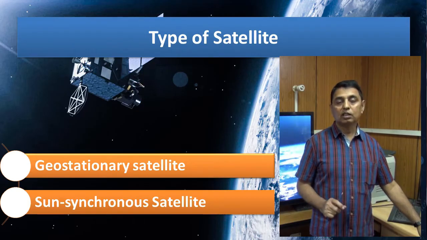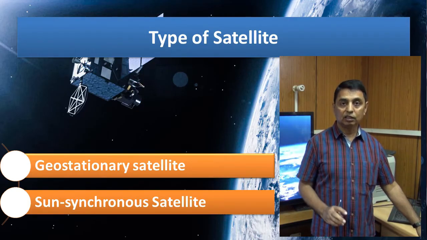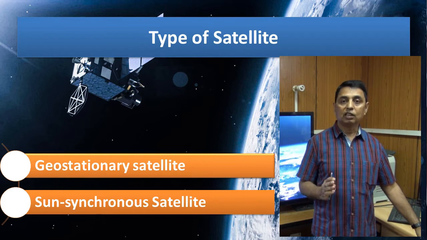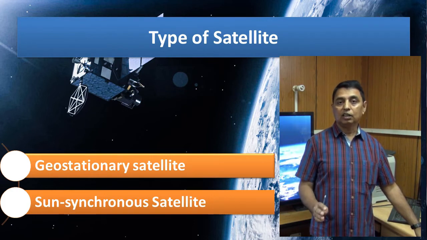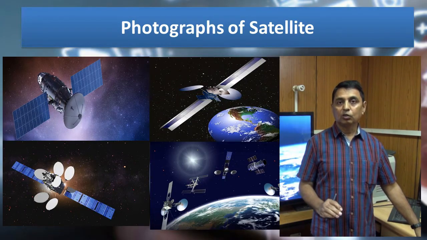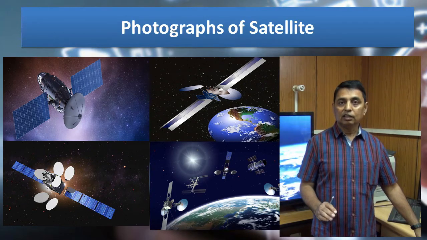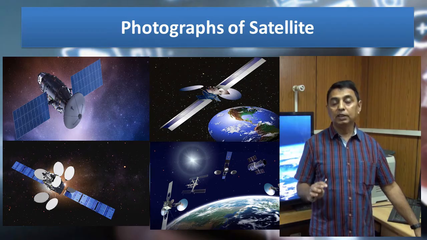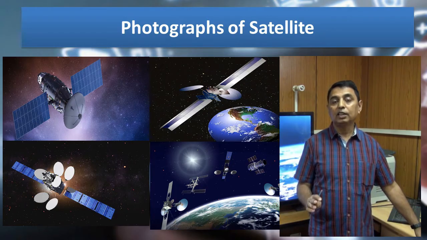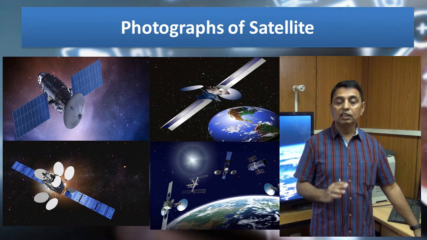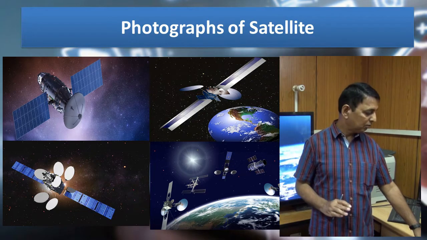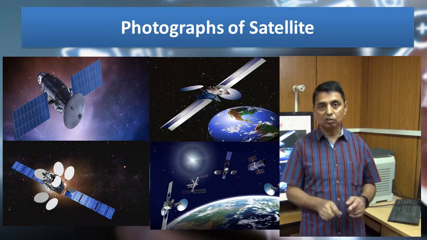So this sun synchronous satellite is very much important from an agriculture point of view. If waterlogged soil is there, if barren land is there, or saline soil is there, these things can be very easily identified by using this sun synchronous satellite, by knowing the features of this satellite.